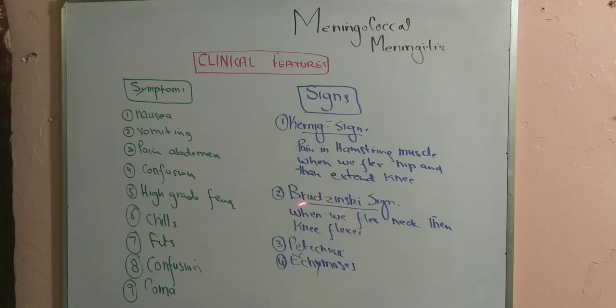In case of the Brudzinski sign, when we flex the neck of the patient, there will be an automatic flexion of the knee joint. This is known as the positive Brudzinski sign. And again, we look for red spots, which can be small in size. We call it petechiae, especially on the lower limbs and pressure points. But when they are larger, we call it ecchymosis, and sometimes they slough off and start gangrene. So these are the signs and symptoms in these patients.